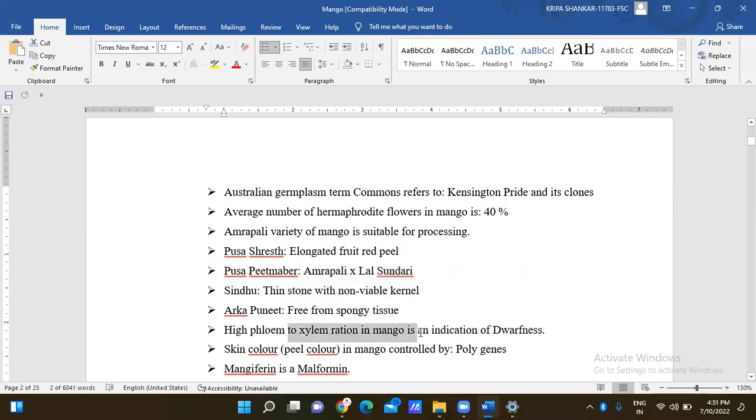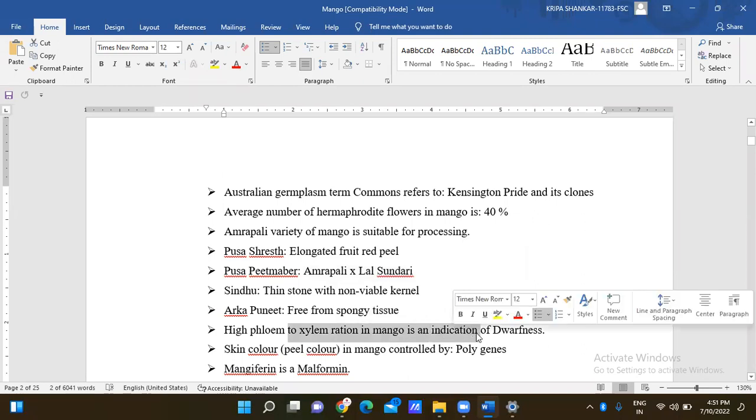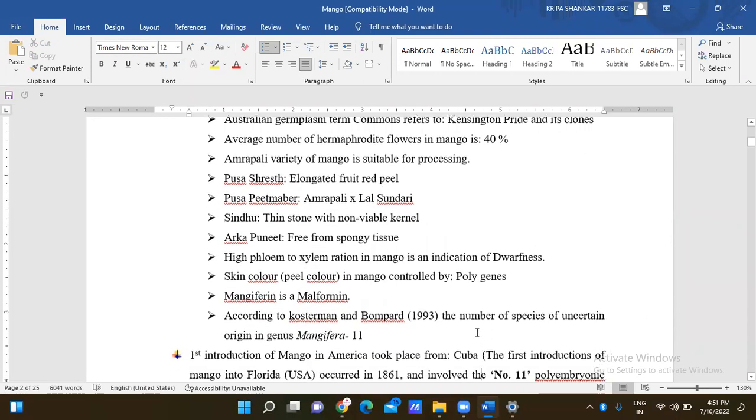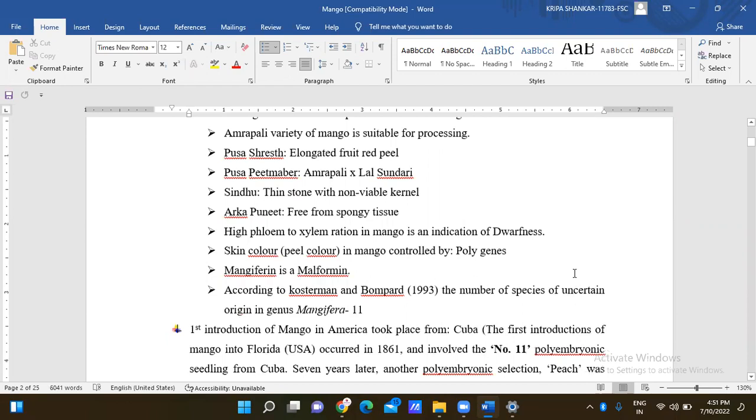High phloem to xylem ratio in mango is an indication of dwarfness. Skin color is mostly governed by polygenes. Mangiferin is a malformin. It's a chemical substance which is used to develop malformation, so you should know it is malformin. Next is, according to Kosterman and Bompard in 1993, the species under uncertain origin, the total number of species is 11 in that case. So you should know about that also. It was there in our examination last year.